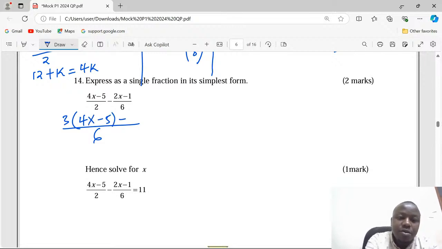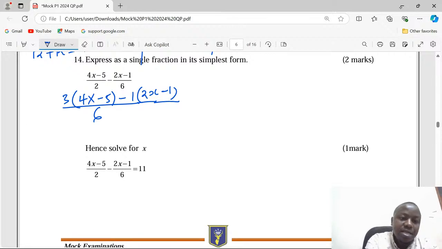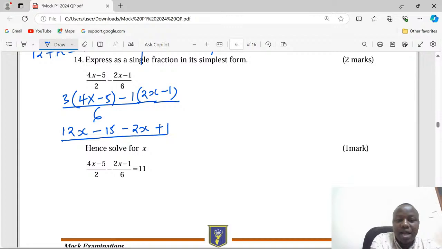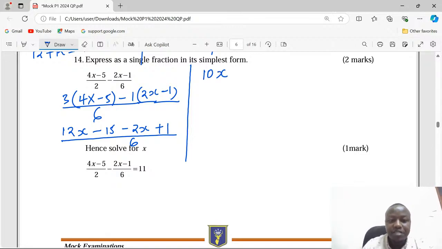Negative, 6 divided by 6, we will get 1, so 1 will be multiplying 2x minus 1. When we open brackets, this shall be 12x minus 15. Then there is minus 2x, but this now becomes positive 1. And this means now everything is under 6. Grouping like terms together, 12x minus 2x is 10x, and negative 15 plus 1 becomes negative 14.